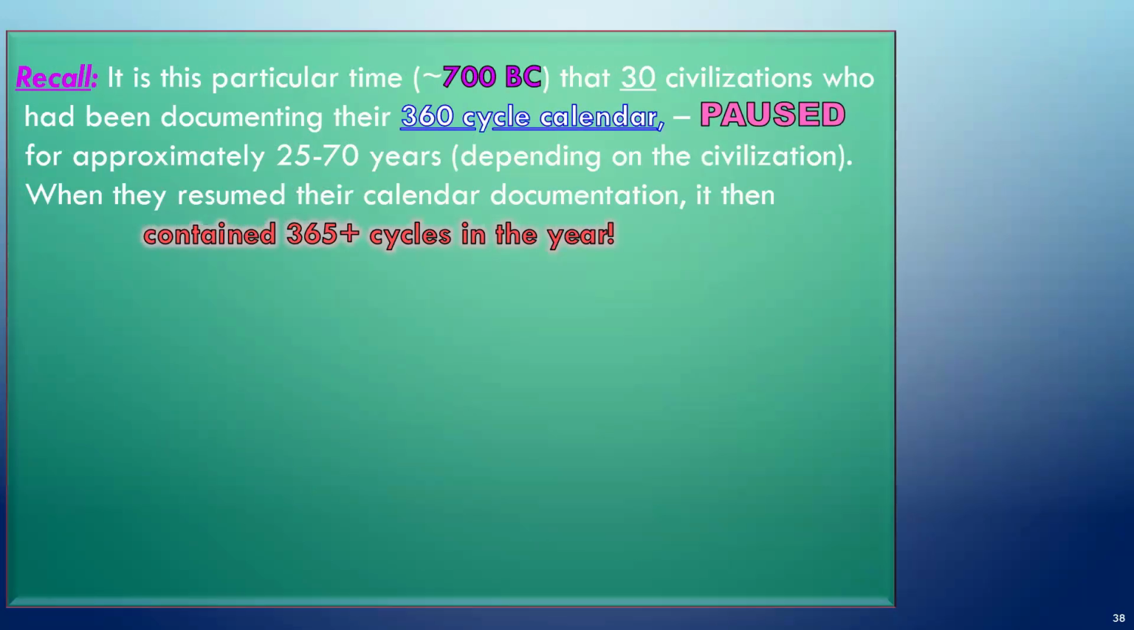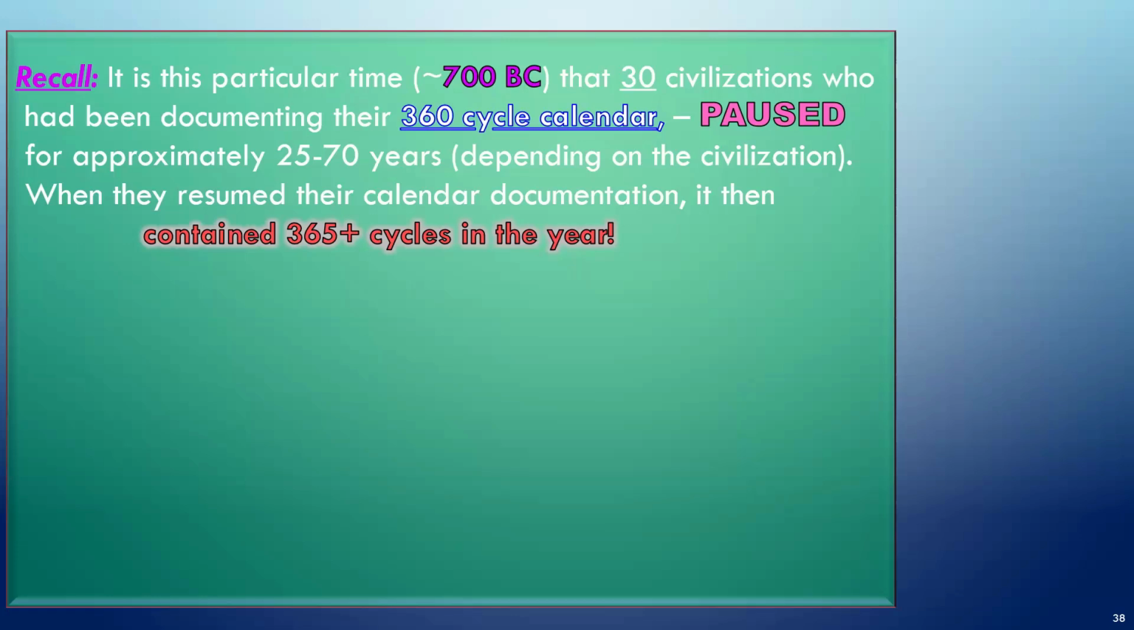Recall, it is this particular time, about 700 BC, and could easily be 701, we're looking at that right now, that 30 civilizations who had been documenting their 360 cycle calendar paused for approximately 25 to 70 years, depending on the civilization. They paused their calendar documentation around this time. When they resumed their calendar documentation, it then contained 365 plus cycles in the year.